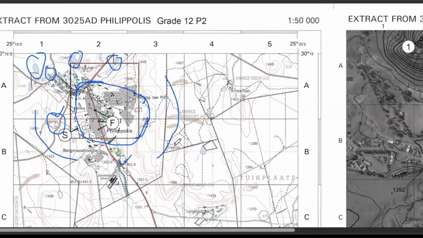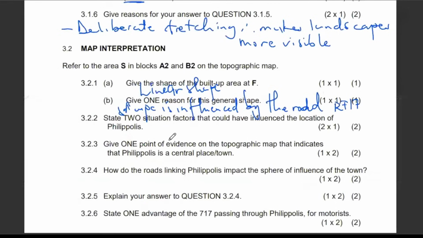So for people in this whole surrounding countryside, if we check around Philippolis, there's no other built up area. For them to access services, they have to access services in Philippolis. So Philippolis qualifies to be a central place because it's an isolated urban settlement in the heart of the surrounding countryside. It supplies basic services and goods to the surrounding rural areas or these farmlands here. That is why we are saying it's a central place. Right, checking on the next question.